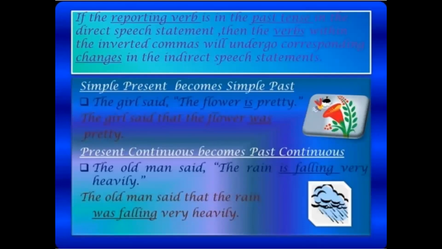If the reporting verb is in the past tense in the direct speech statement, then the verb within the inverted commas will undergo corresponding changes in the indirect speech statement. Simple present becomes simple past. For example, the girl said, "The flower is pretty," and it will be converted as the girl said that the flower was pretty. Second one, present continuous becomes past continuous. For example, the old man said, "The rain is falling very heavily," and it will be converted as the old man said that the rain was falling very heavily.